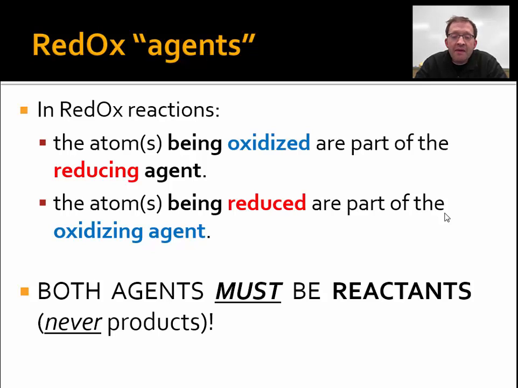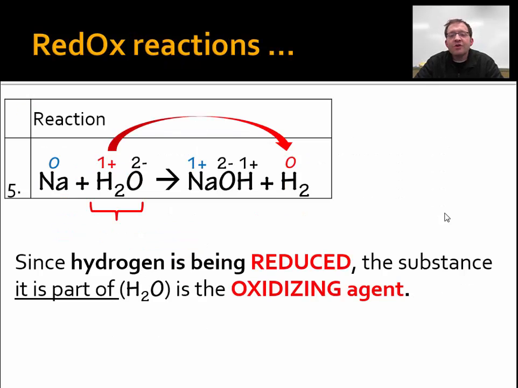In other words, they must be on the left side of the reaction equation, never products. Agents are on the left side only. So, in a redox reaction like this one that you did on the previous page, or on the other side of the page perhaps, this is number 5, and in the previous video we did this one together.